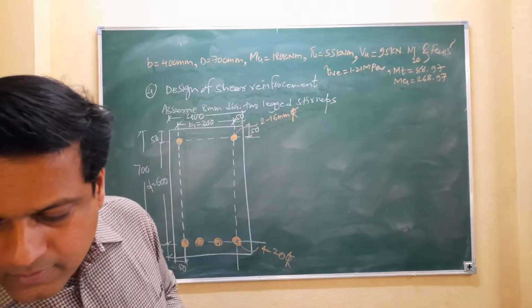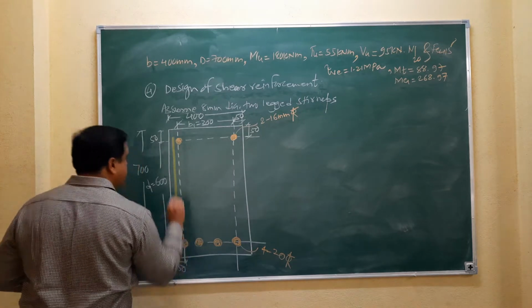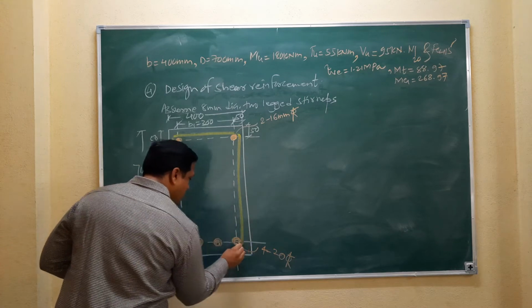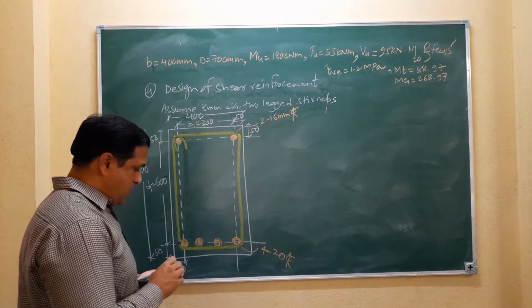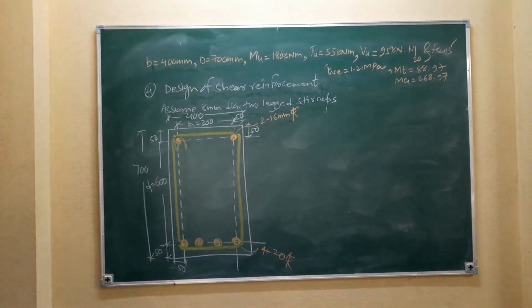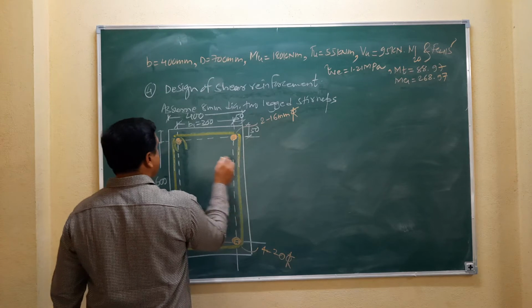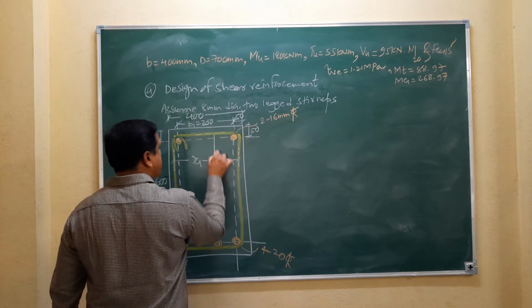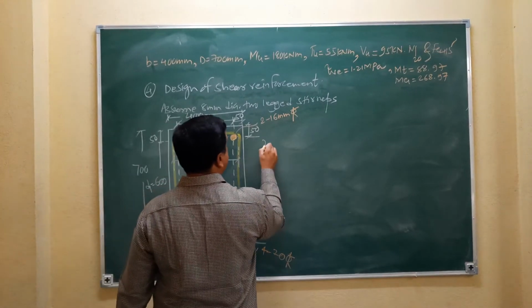Now provide the two-legged stirrups like this. So what are the x1 and y1? Center to center, from this center, this is x1, and from this center to this center, y1.